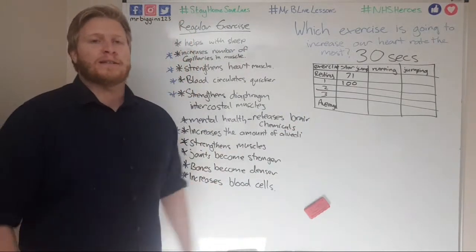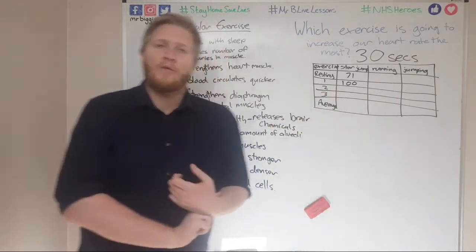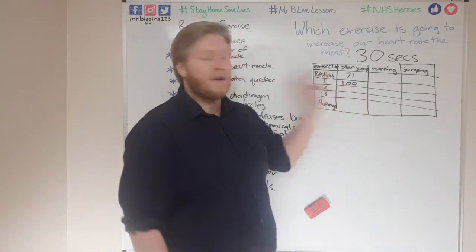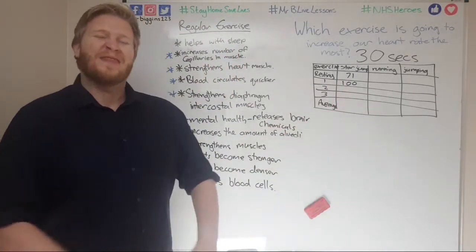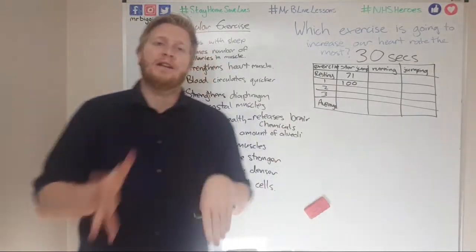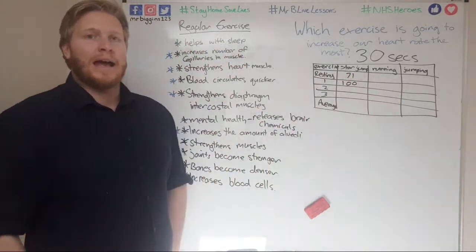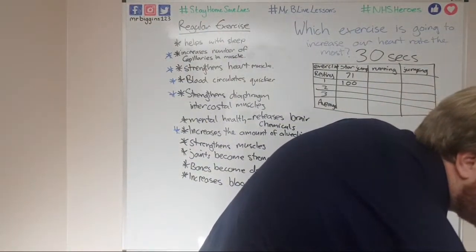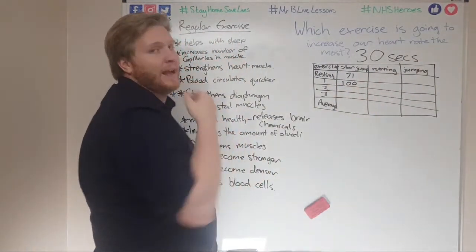So then you're going to rest for 30 seconds. Then you're going to do it again, 30 seconds. What's your heart rate now? Then you're going to rest for 30 seconds. And then you're going to do it for a third time, take your heart rate and put it in the last box. Then what is really important is you take a little rest, so your heart rate goes down and you're relaxed again. When that happens, you're going to do your next exercise.